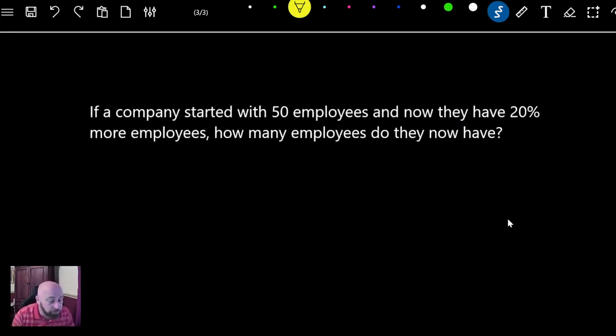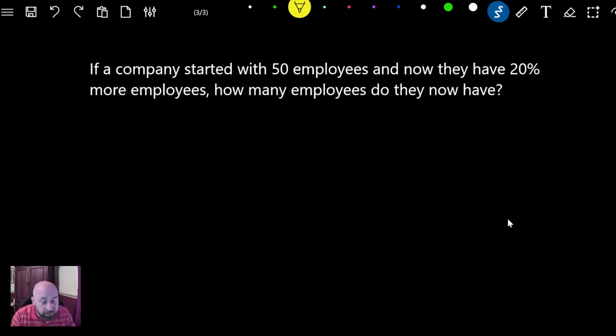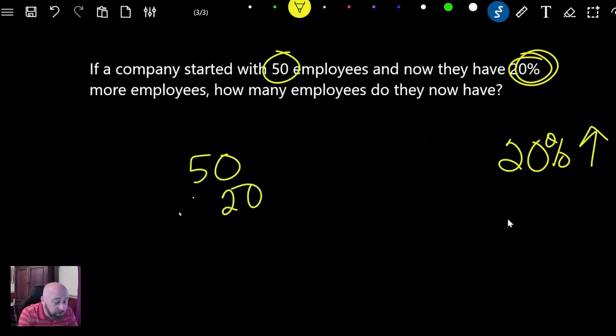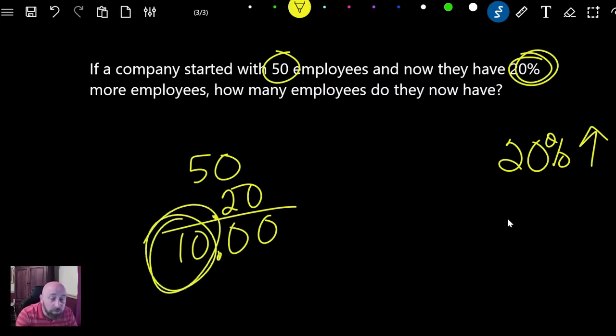All right, so let's look at this problem. If a company started with 50 employees, so that's the original number, and now they have 20% more employees, so there's a 20% increase. We're going up. Okay, so how do we do it? Well, we just multiply 50 times 20%. So 50 times 0.20. I'll write it like that. It's easier to do it that way. Some of you don't know how to multiply like that, but it's easier when you have a 0 to offset the 0. So 2 times 0 and then 2 times 5 is 10, 2 decimal places. So we have 10 new employees.